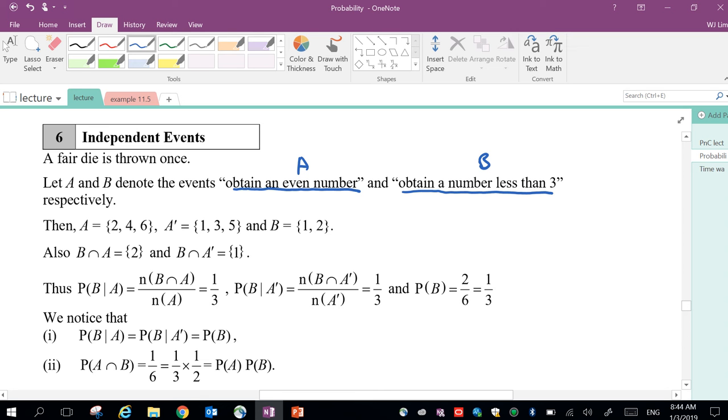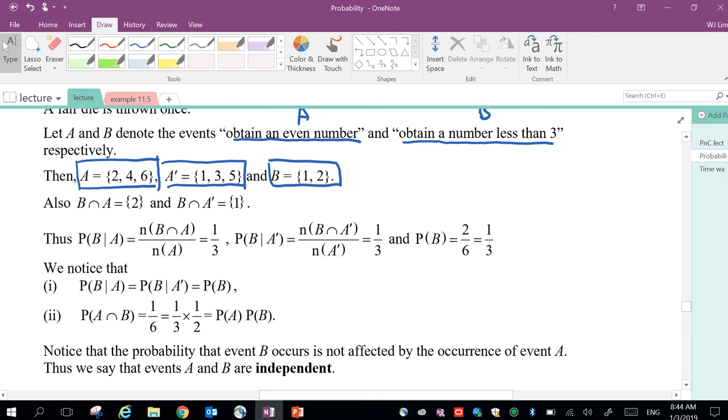So if I were to list down all the outcomes, event A happening has outcomes 2, 4, 6. A prime will be an odd number, so 1, 3, 5. Event B, obtaining a number less than 3, is 1 and 2. Later on you'll see what I mean by independent. So I want to find the probability of B intersect A, which is the outcome that occurs both in A and B. It is obtaining the number 2.